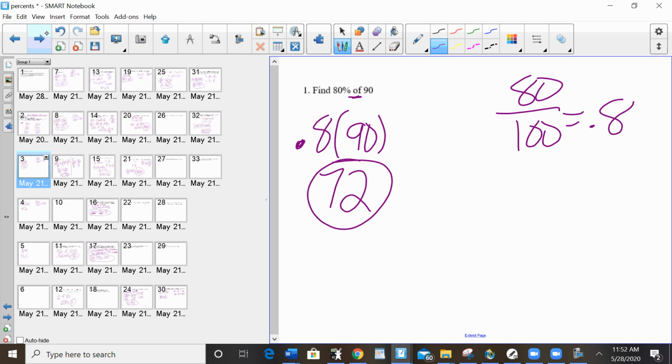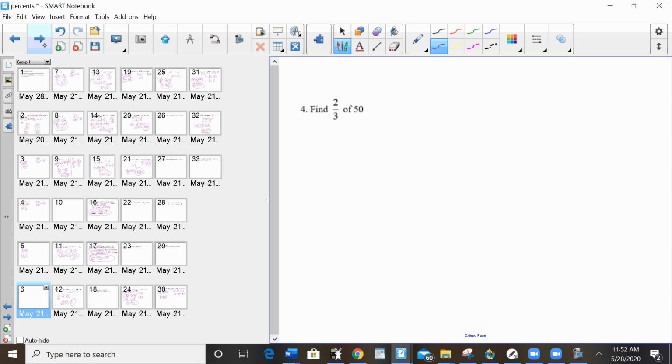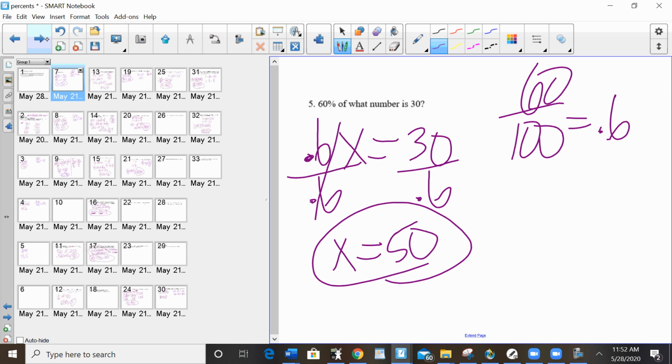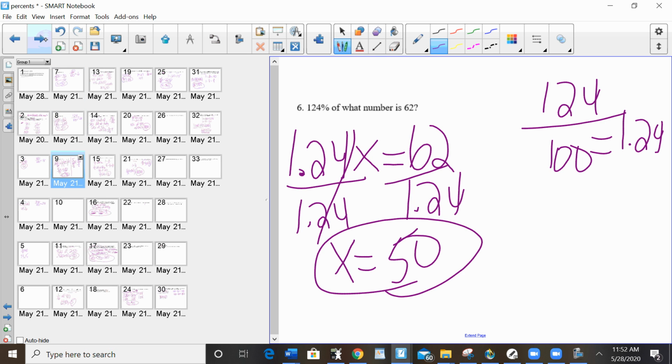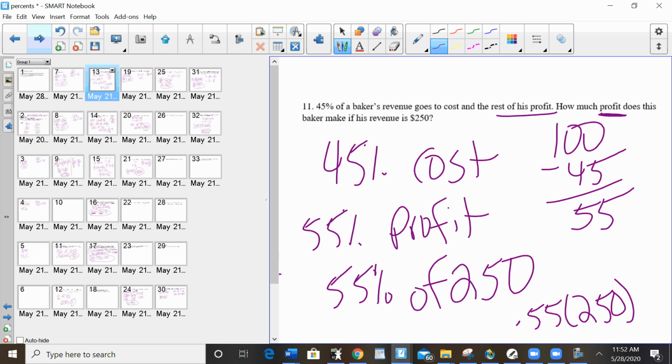We started off pretty basic. Again, just convert it to a decimal and multiply. If you're looking for the original, then you might be x. If it says 60% of what number, well, then it's 0.6 times x. That's what it's trying to find. And we have to do the algebra from there. Word problems don't change that. You just have to understand what's going on.